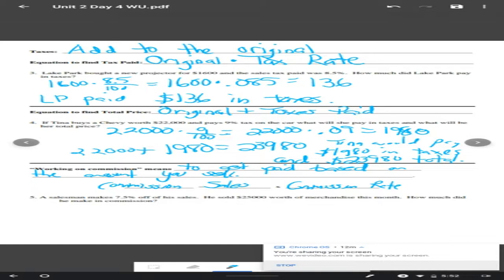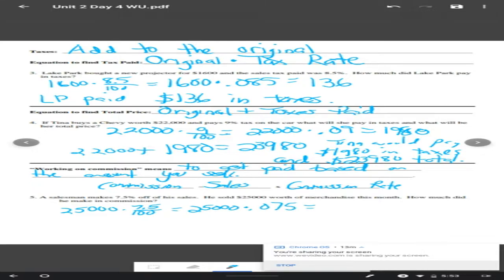So number 5 says a salesman makes 7.5% off his sales. He sold $25,000 worth of merchandise this month. How much did he make in commission? So we'll see. All we got to do is multiply those two numbers. His sales were 25,000. We multiply it by the 7.5 divided by 100. I believe when we divide that by 100 or move the decimal 2 to the left, we get 0.075.